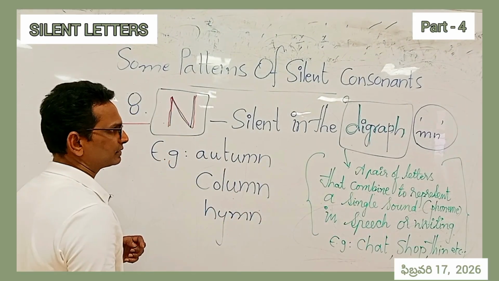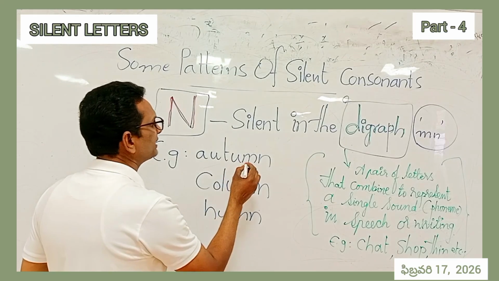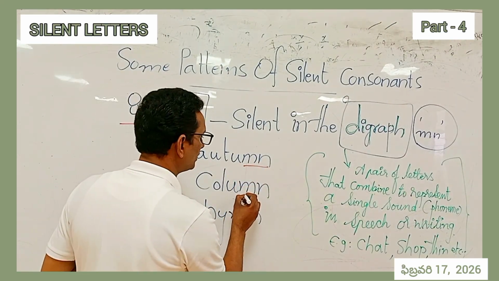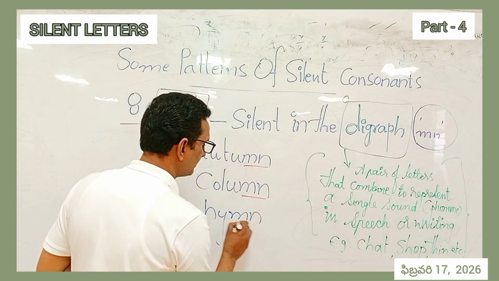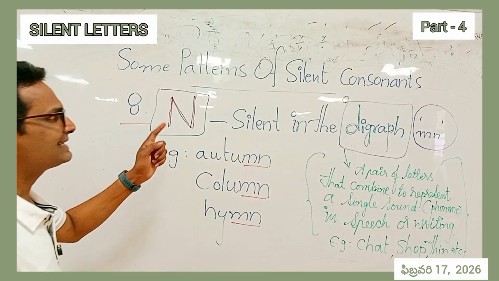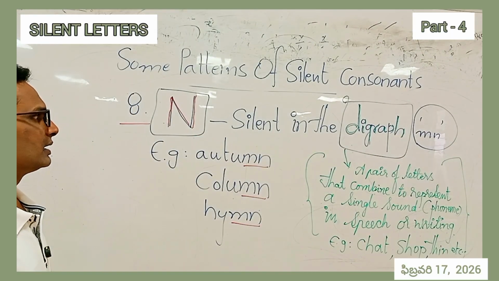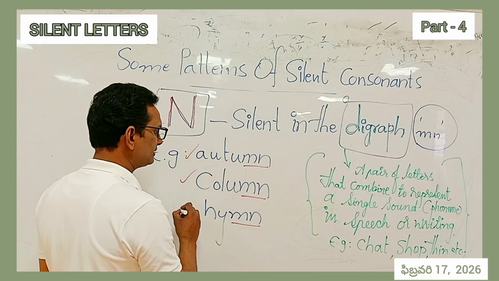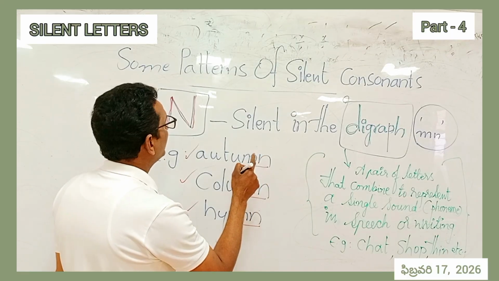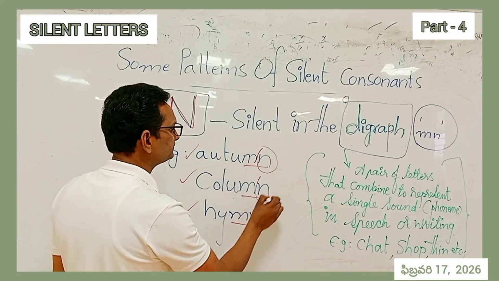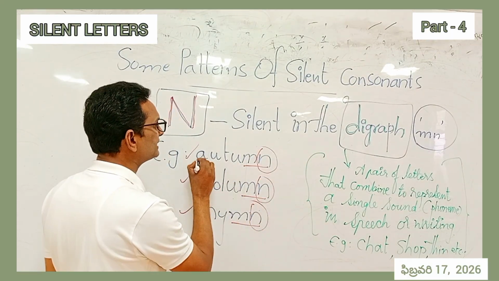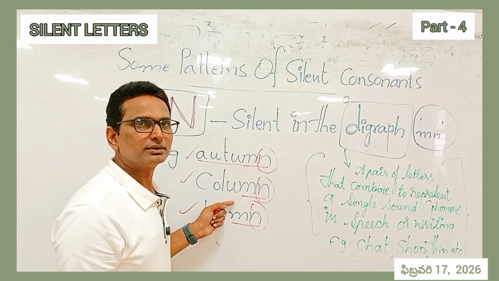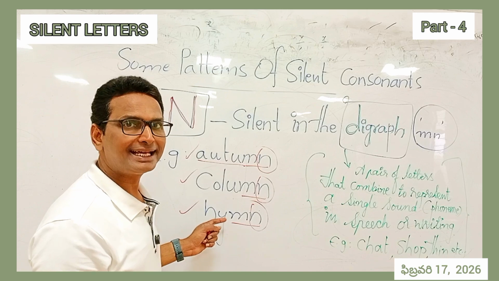Let's get back to the examples. If MN comes, for instance, in autumn, column, and hymn, the two letters are present. N is silent in the digraph MN. So when you have MN in words like autumn, column, and hymn, this N becomes silent. You see, it's autumn, not autumn-n. It's column, not column-n. It's hymn, not hymn-n.